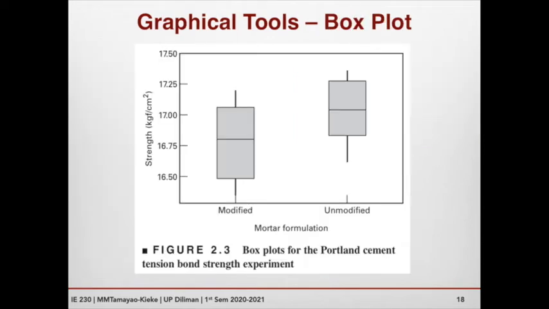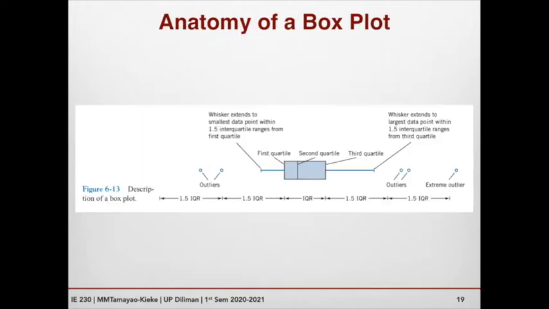This is the famous box plot or box and whisker plot. It can be seen oriented vertically like this or horizontally, and you can see a lot of information from a box plot. This shows you an anatomy of a box plot.